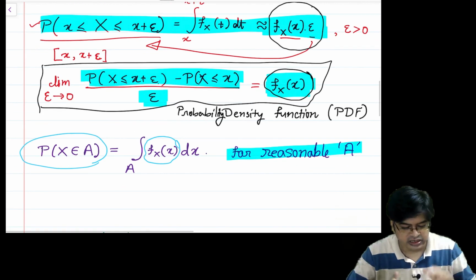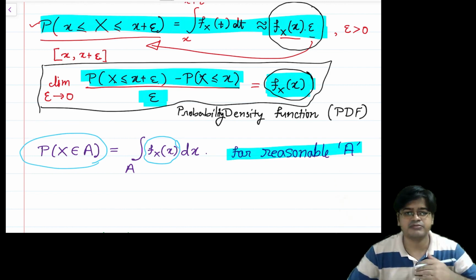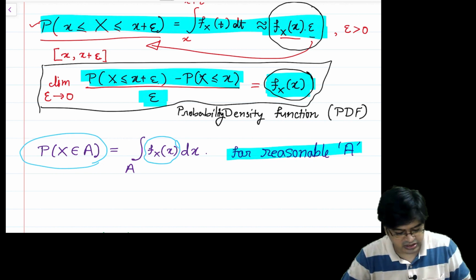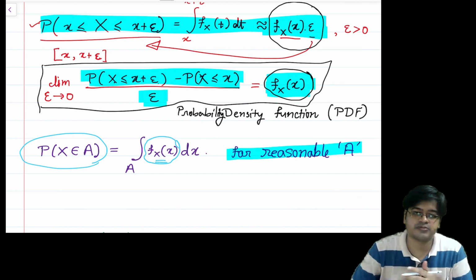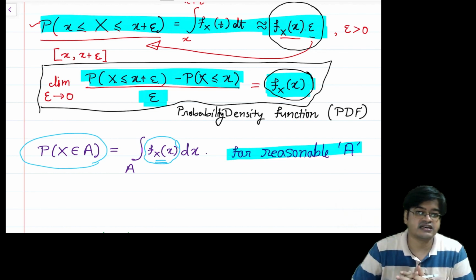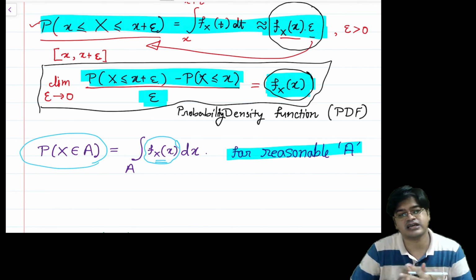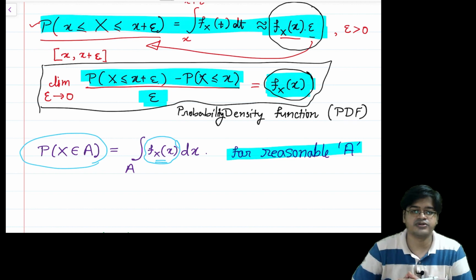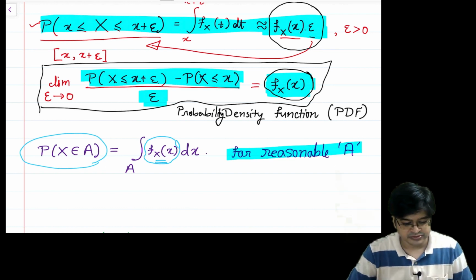So in general, I am in business when I talk about the probability density function, and I can compute whatever probabilities I need in order to solve the problem whenever my set is reasonable. In the sense, it is either a finite union or countable union of intervals, I should be able to compute these probabilities.